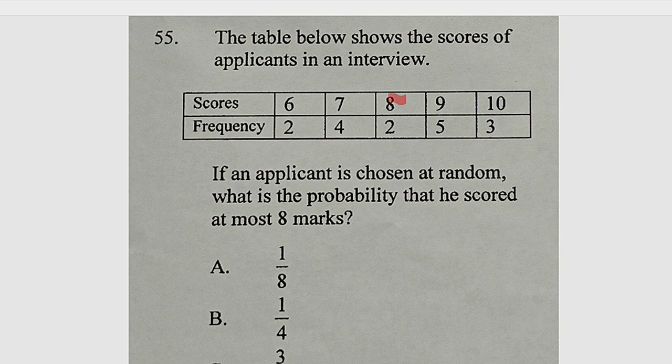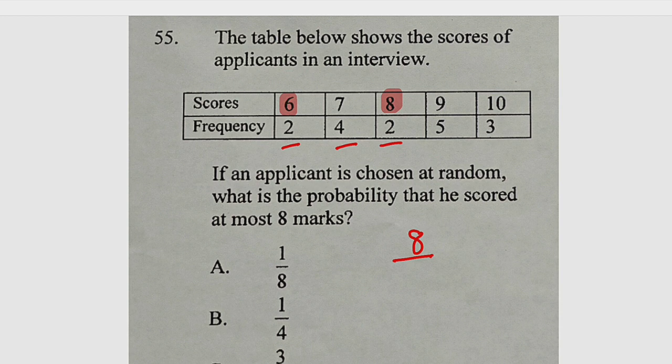You can see the marks here. We need 8 to be the highest, coming down to 6, right? So what is the number of candidates there? We need to add 2, 4, and 2 together. 2 plus 4 is 6, 6 plus 2 is 8. So we have 8 of them. Divide by their total number.